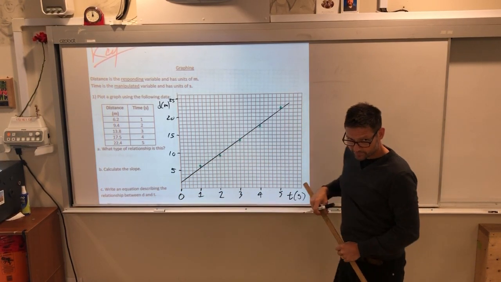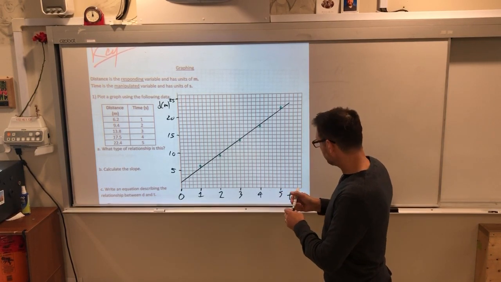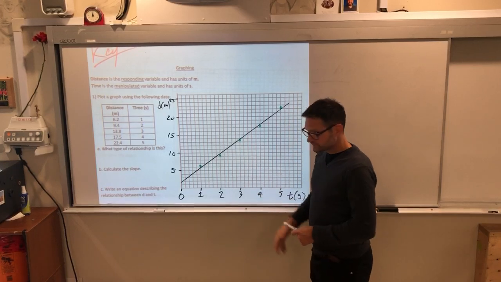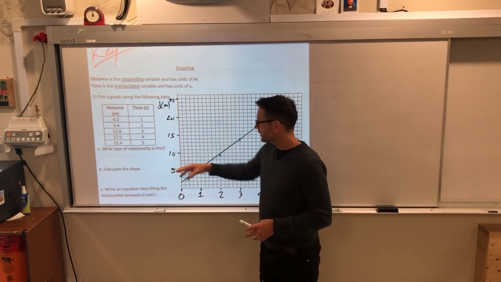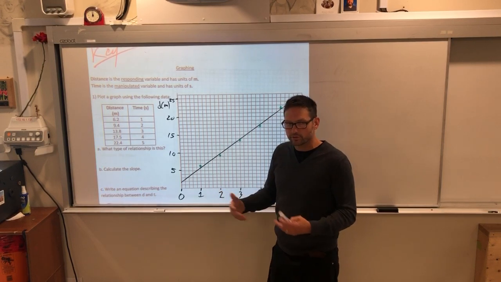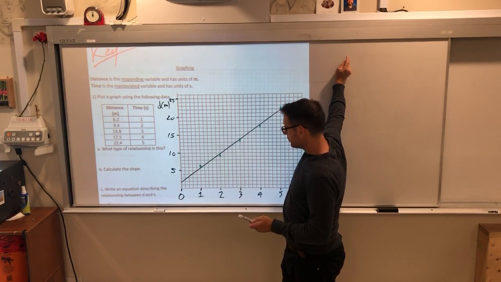How's that look to you guys? Pretty good. So we're in line with a lot of these points, but we might not touch any of the points exactly, and that's okay. Because we want the relationship between these two variables. We want to be able to predict as closely as possible where the next point would be, okay?